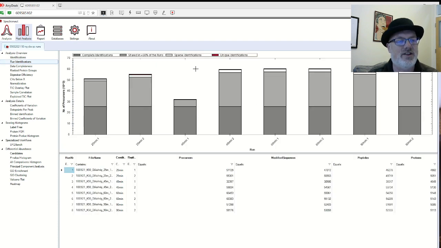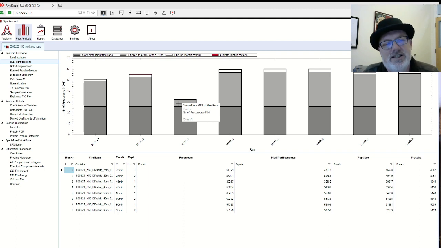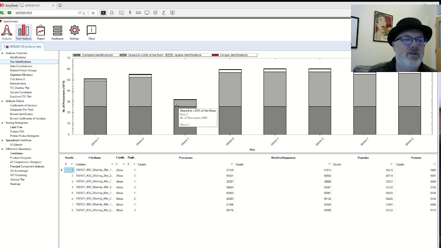This is kind of a useful thing. You can see there's something wrong with this 45-minute run. There must have been something wrong with the autosampler or the column. It's strange because we'll have to look at the run order when this was done. I don't think it was the last run. It wasn't, because I did 25, 45, 60, and 90. So whatever happened to this one might have been an autosampler issue or something.